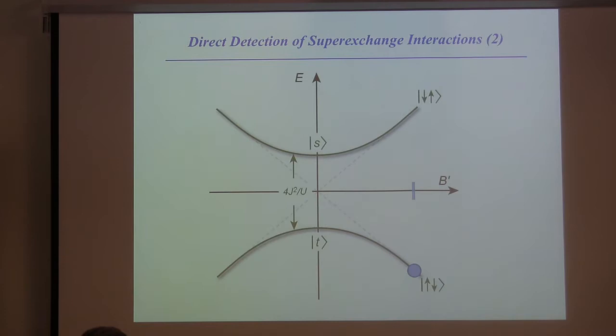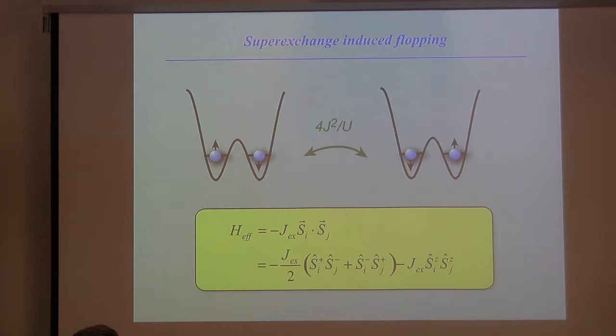Let's prepare the atoms in some spin up-down configuration, then jump here. Here we know the eigenstates are singlet-triplet eigenstates, so we can just look at the dynamics of that state. And the dynamics of that state will then be just given by our spin-spin operator, which I can then, as Thierry, actually, can you show that?